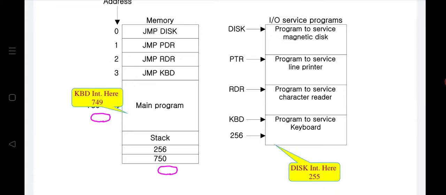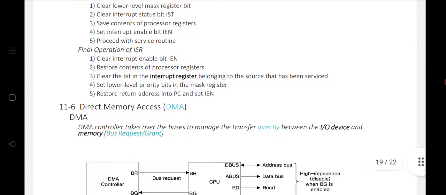It will execute based upon my keyboard service. After the execution of this IO service program, it will go back to the main memory. To go back, first it goes to the stack memory and retrieves the memory location 750. Based upon that, it goes to memory location 750 in the main memory and restarts the execution of your main program. So that happens in the interrupts.